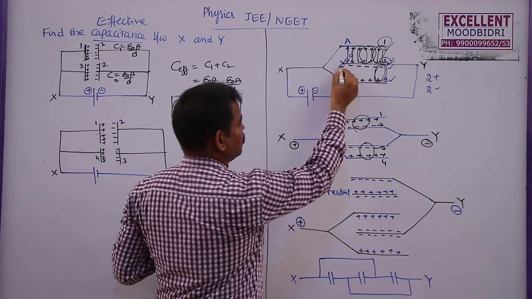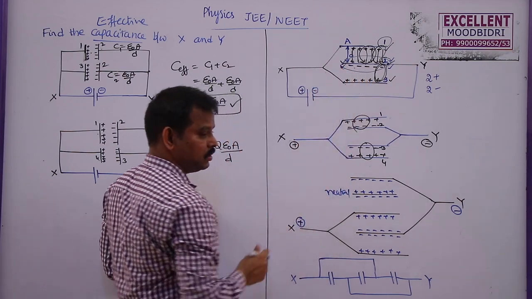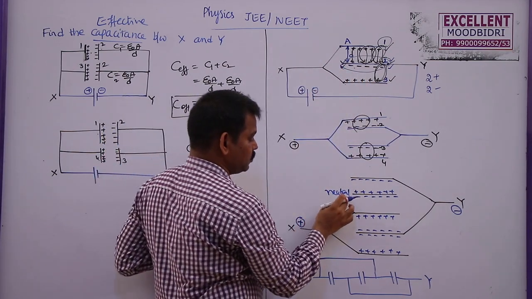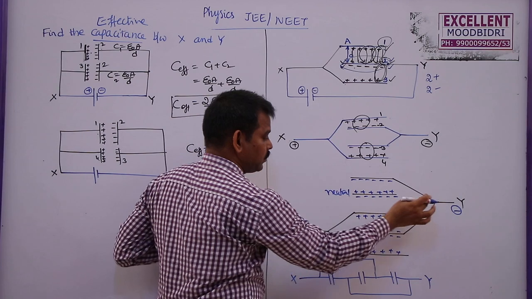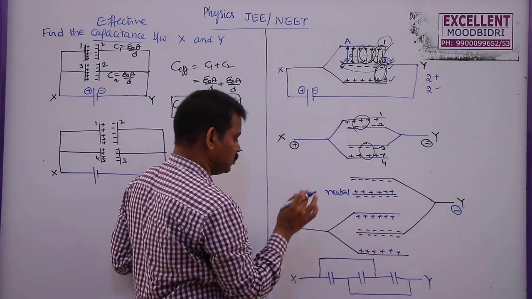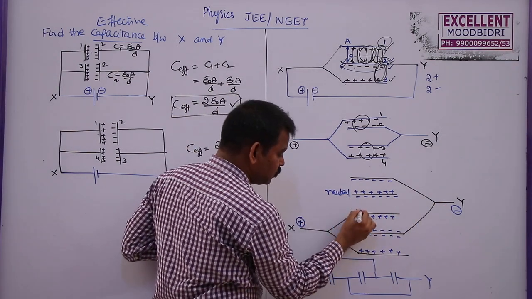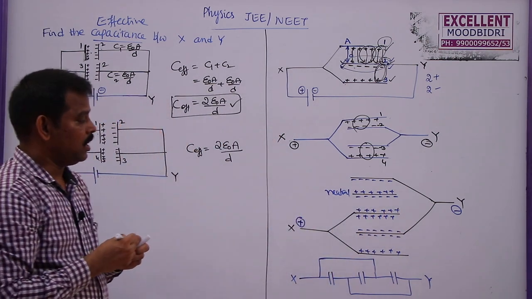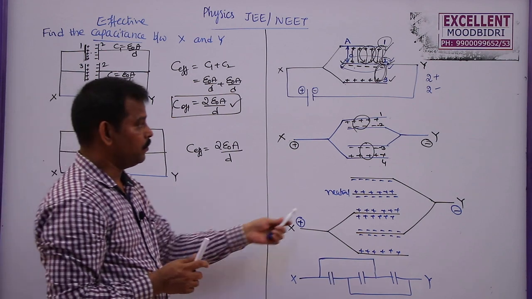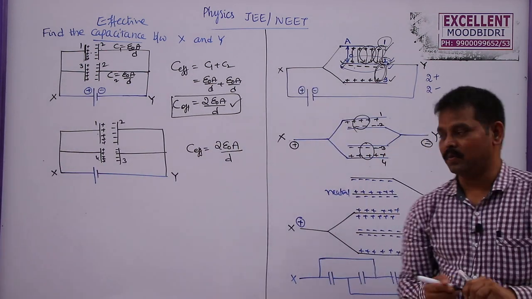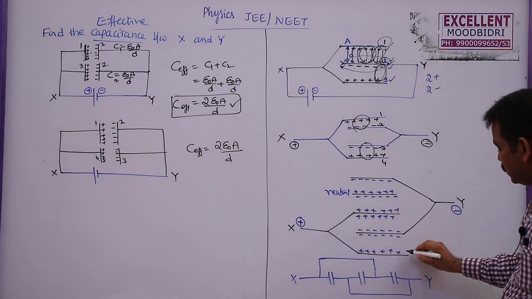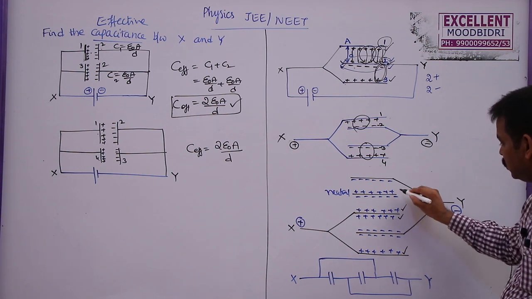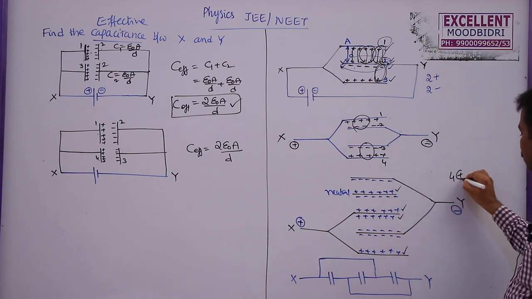But here the total charge on this plate is not 0. This is minus 2q. But here is a neutral plate. Why? Because it is not connected either to the negative terminal or to the positive terminal. As it is negative, it will induce positive charge onto this plate. Now please count the number of positive plates and the number of negative plates. That is very, very important in these problems. Now positive plates first. 1, 2, 3, 4. So it has 4 positive plates.